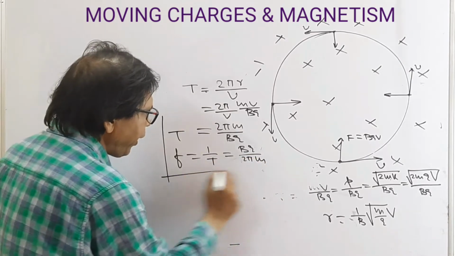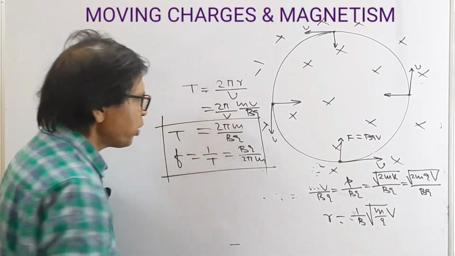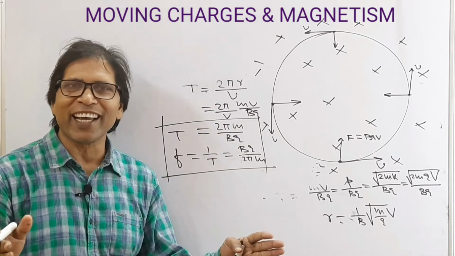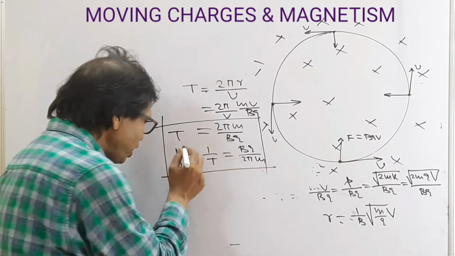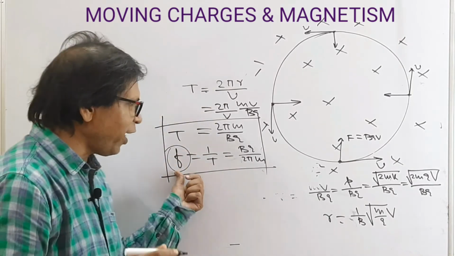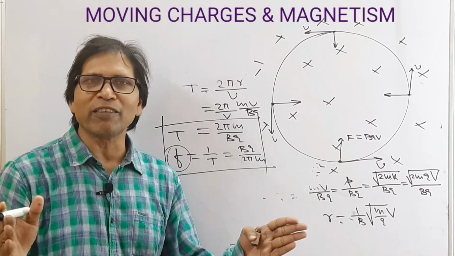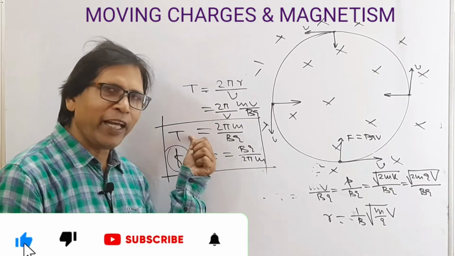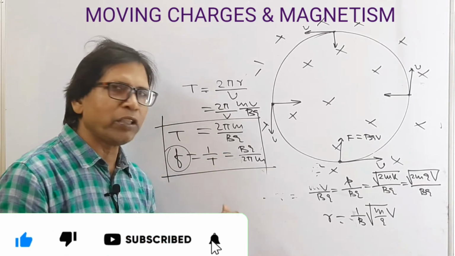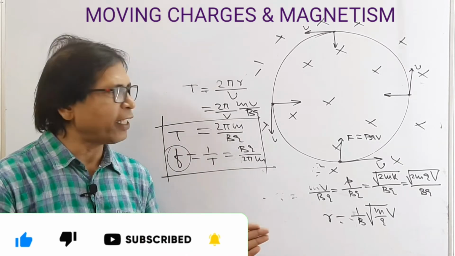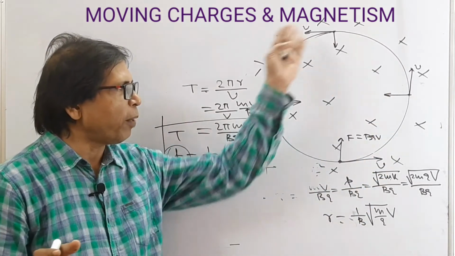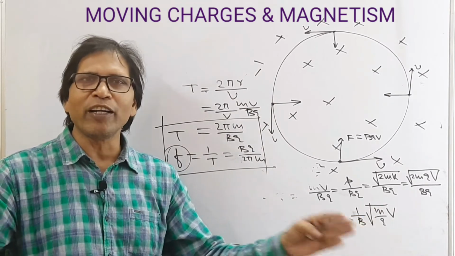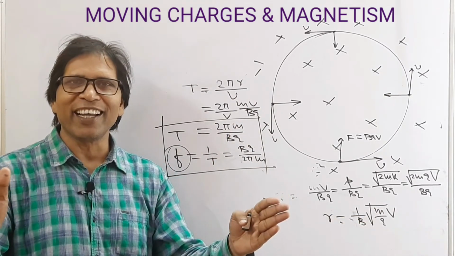So the time period and frequency are independent of the velocity of the charged particle. Okay, and this frequency is known as cyclotron frequency. So a very important point: the time period or frequency of revolution of a charged particle in a circular path in a magnetic field does not depend on the speed of the charged particle.